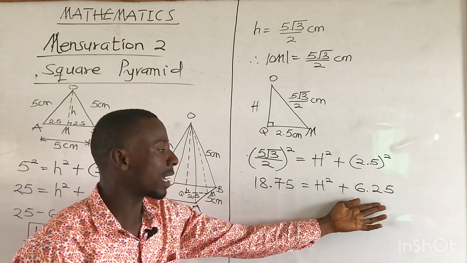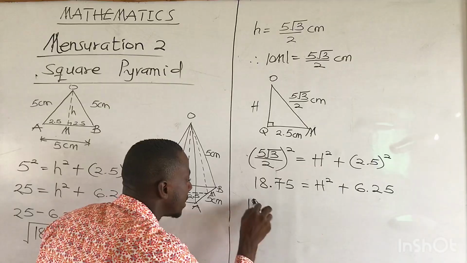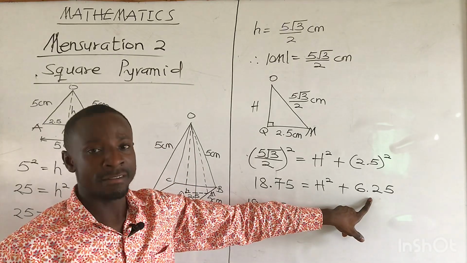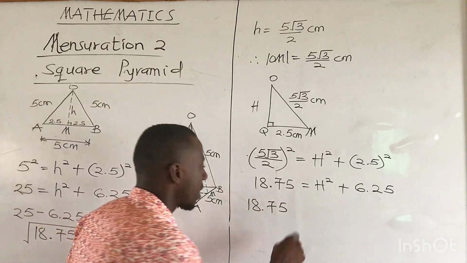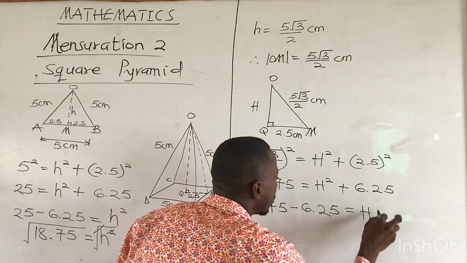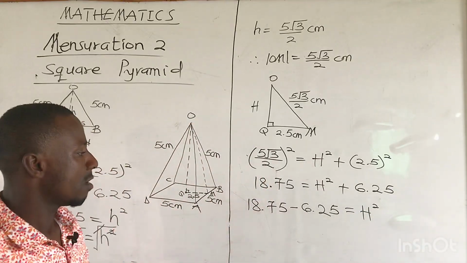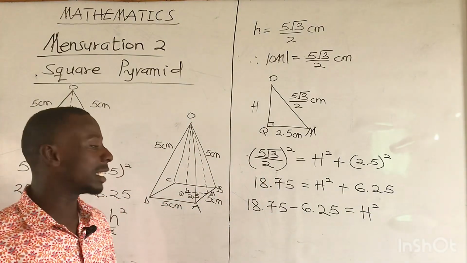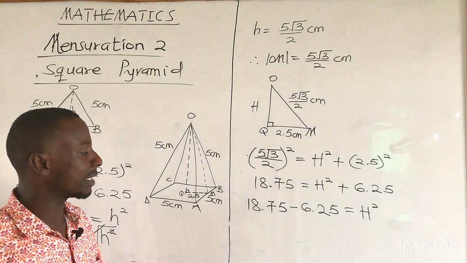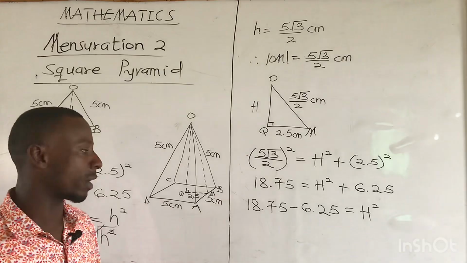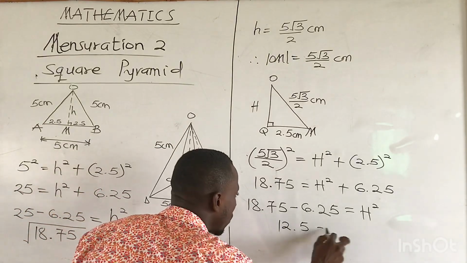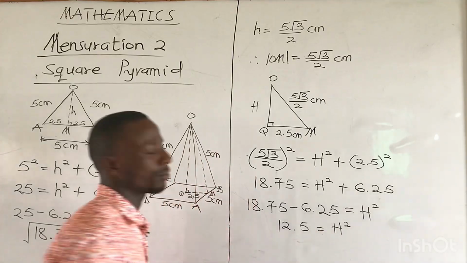So here we are going to group like terms. So we have 18.75. Then I will take the additive inverse of 6.25, so I have minus 6.25, which is equal to h squared. From here, I am going to take the difference. So 18.75 minus 6.25, we are going to get 12.5, which is equal to h squared.